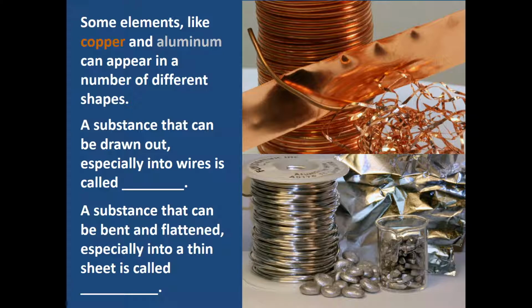Some elements like copper and aluminum can appear in a number of different shapes. A substance that can be drawn out, especially into wires, is called what? Ductile. Yes. So a substance that can be drawn out into wires is called ductile. If a substance can be bent or flattened, especially into thin sheets, it's called malleability. Malleability. That's right, Christian.